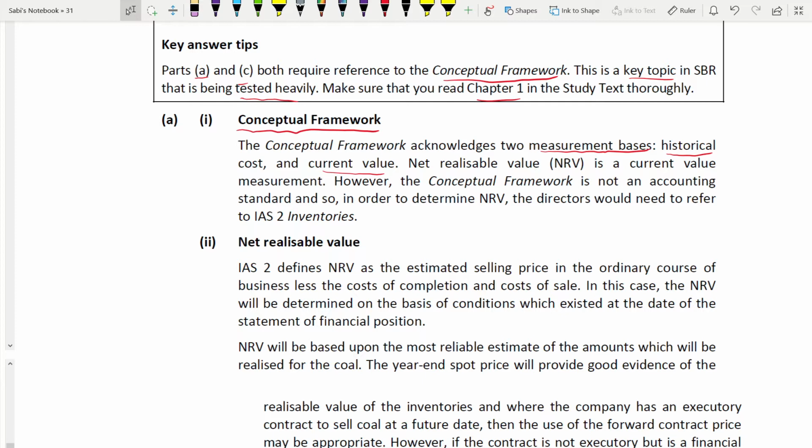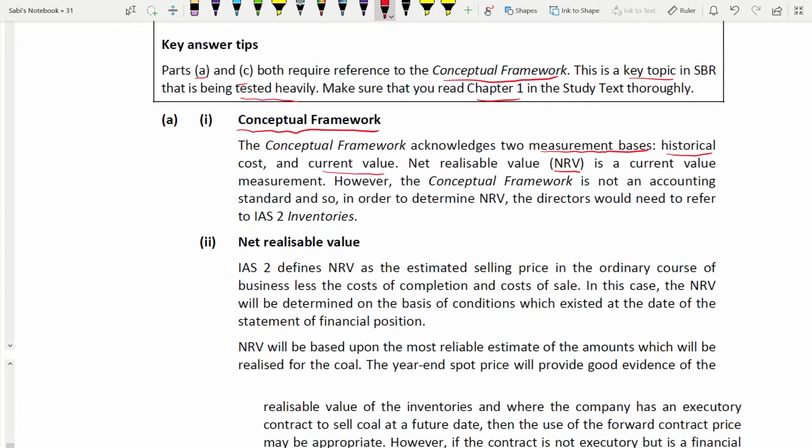It's very clear, you just need to see the word in the requirement. Valuation. So valuation means measurement basis. Okay, you have to link like this. So two, historical and current. Now because they told valuation of inventory, inventories, how do you measure? Lower of cost and net realizable value. So you have to talk about net realizable value, NRV. Cost we know, it is historical cost, lower of cost or net realizable.